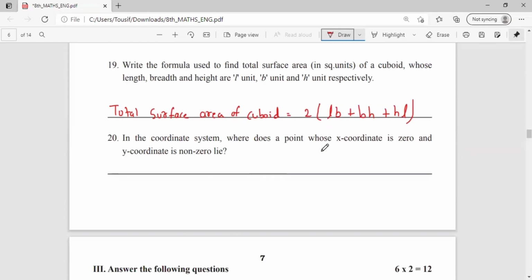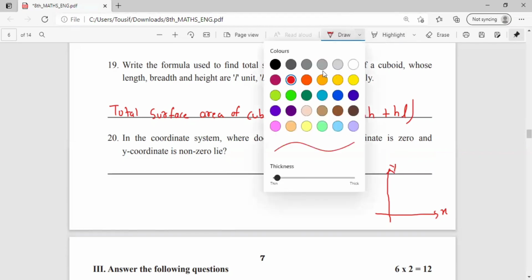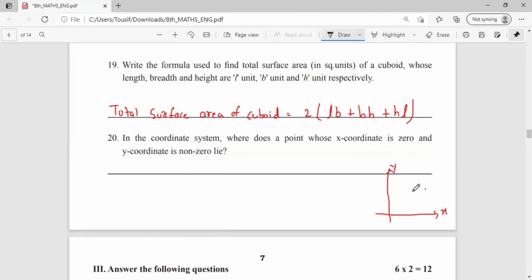Moving to the next one, the 20th one. In the coordinate system, where does a point lie whose x coordinate is 0 and y coordinate is non-zero? To explain this, let us draw a small graph. This is our x-axis and this is our y-axis. Now think, you have a coordinate. They are saying the x coordinate is 0, meaning the x value is 0, and the y value is non-zero. Non-zero means except 0; it can be anything. So I am going to go with the value 2: 0 comma 2.